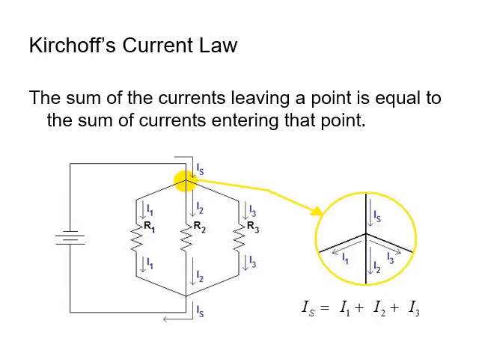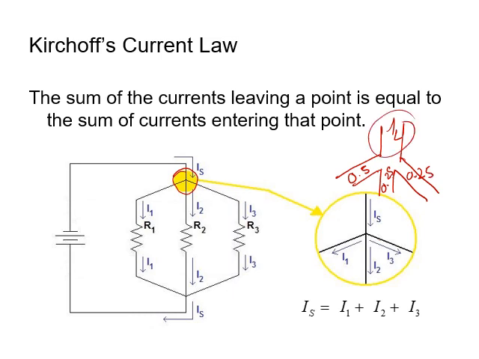Okay, here is a more detailed image. The current at this node, at this point, is split into three currents. It's like one big pipe of water that's being split into three different pipes. So if I had 1 liter here, this liter may be split up into 0.5 here, a quarter here, and a quarter here. But the total is 1 liter.